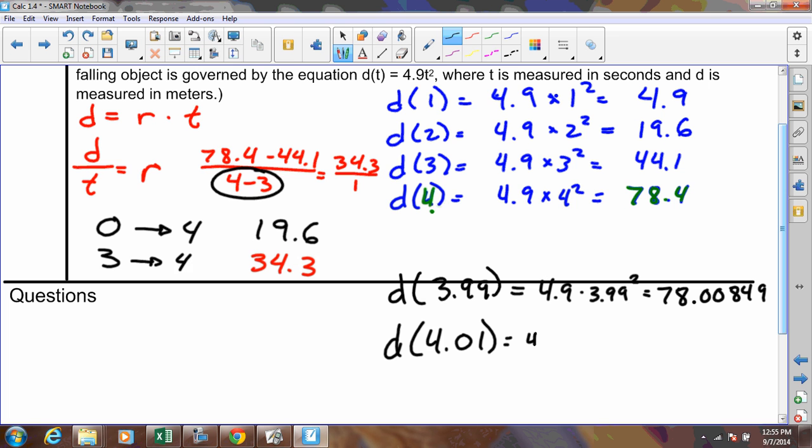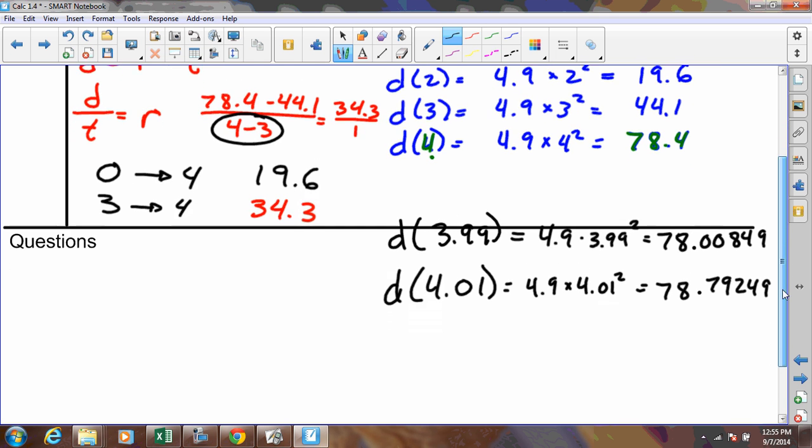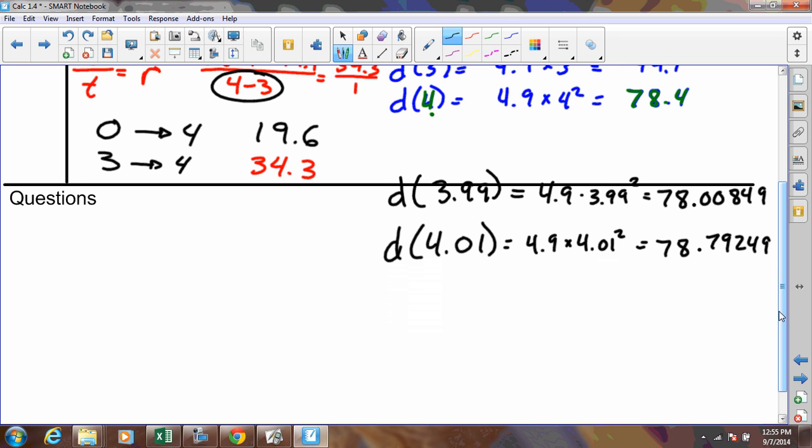Doing the same thing here, 4.9 times 4.01 squared gives me 78.79249. And you can see, even over this tiny little window of only 0.02 of a second, that it's already speeding up and traveling even bigger distances.